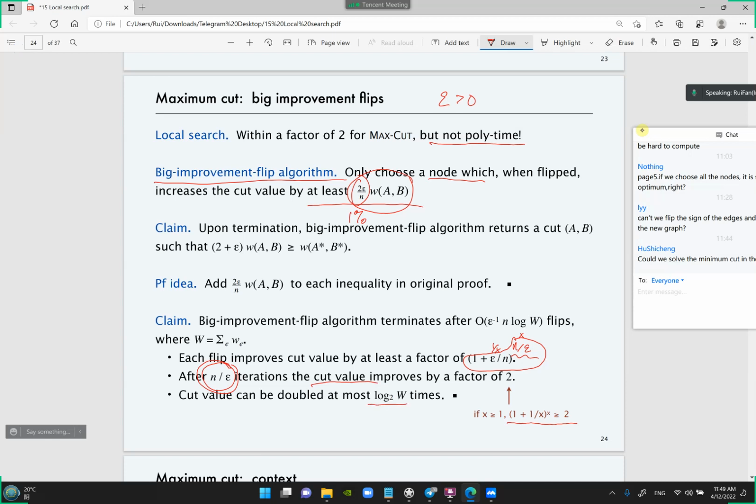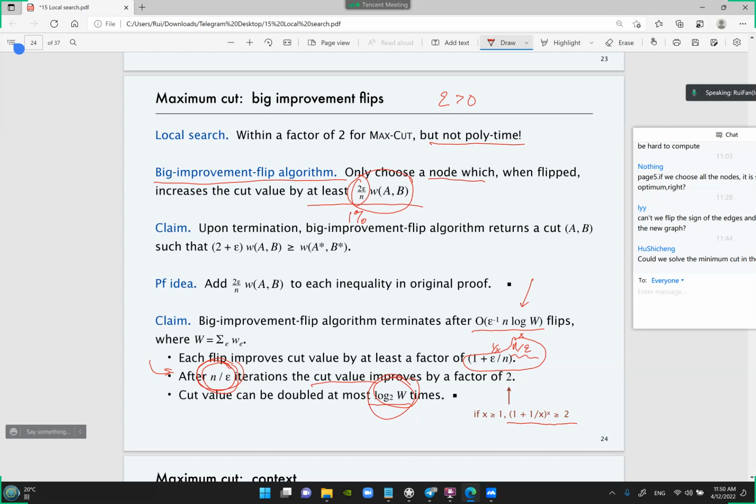And since your maximum cut value is at most w, you can do this at least log w times, because each time you do n divided by epsilon iterations, you improve by a factor of 2. So after log w times, your cut will reach a value of w. That means the total number of flips you do is going to be log w times this n divided by epsilon. So the total number of flips with this big improvement algorithm is this, and now this is a polynomial running time, because it's polynomial in log w.